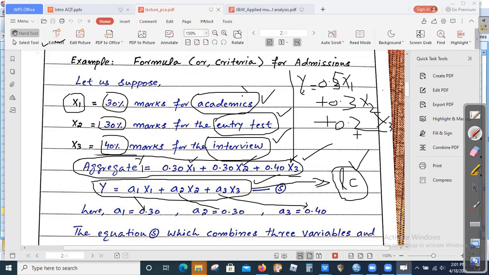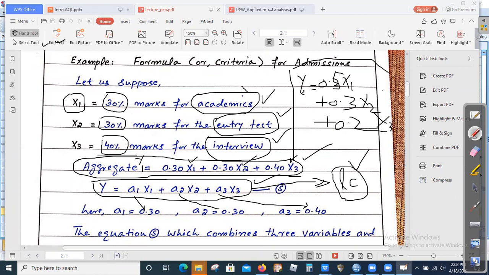So which means for the second university, when they are going to take students into their PhD program, suppose they have decided they want to give 50% weight to academics, right? And 30% weight to the entry test and 20% weight to the interview, because it's up to them to justify why they are giving more weight to academics and less weight to interview. But suppose they have come up with something like this.